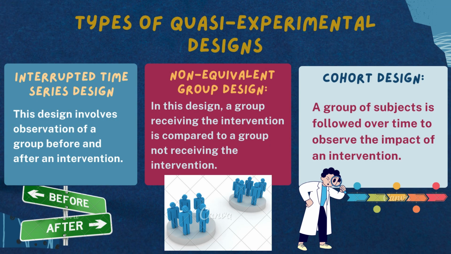Of course, there are quasi-experimental design types. First, the interrupted time series, where we look at a group before and after introducing a new way of teaching English at various points in time. For example, we observe how students do on their English test before and after using a new educational application.